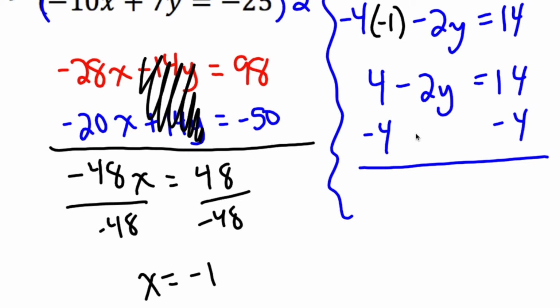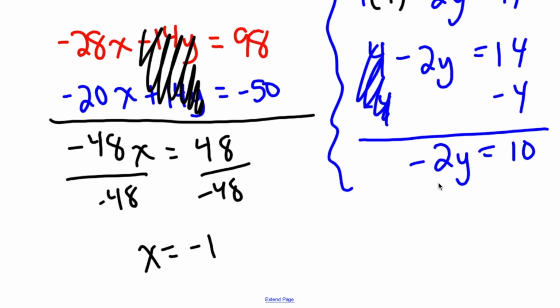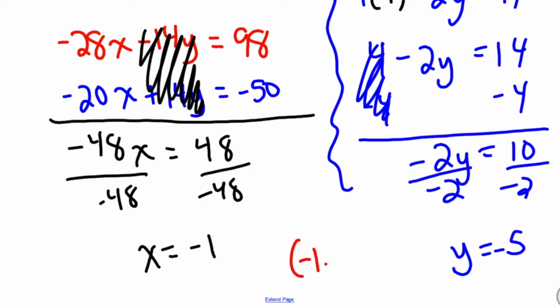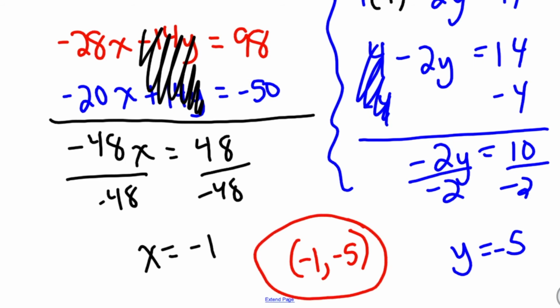Move the 4, we have to subtract 4. That's 0. Negative 2y equals 10. I'm going to divide both sides by a negative 2 to get that y is equal to negative 5. Let's write our final answer as a point. X goes first, and then y. Final answer. There we go.